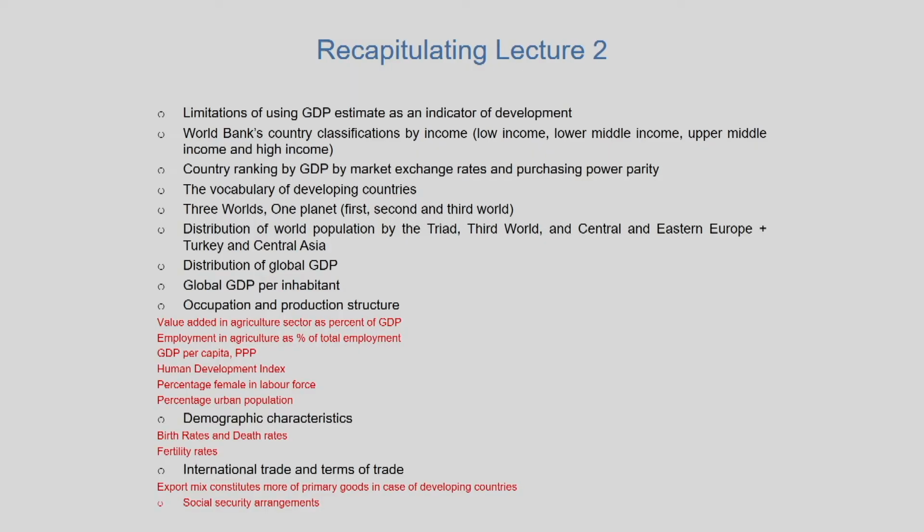We also saw that the low income countries are largely the sub-Saharan African countries. The lower middle income countries are the South Asian countries. The upper middle income are parts of Central Asia, many countries in South America, Russia and so on and so forth. And the high income countries are largely the North American countries.